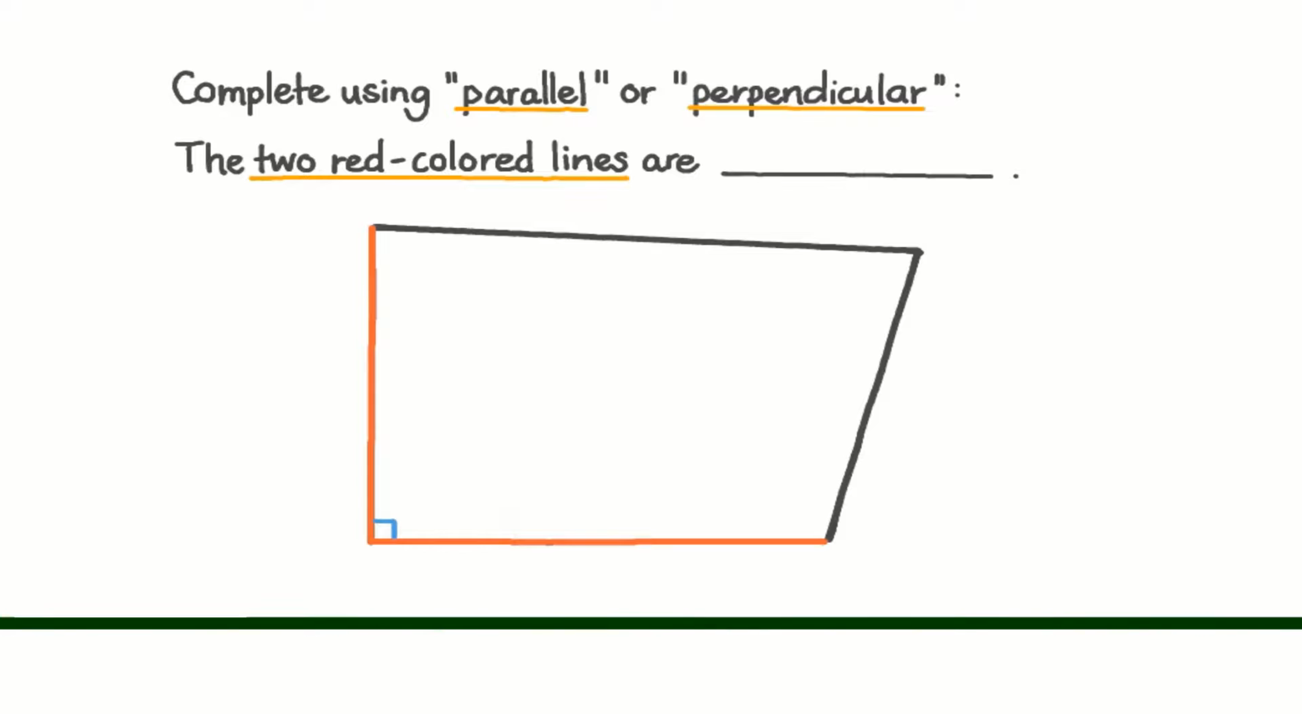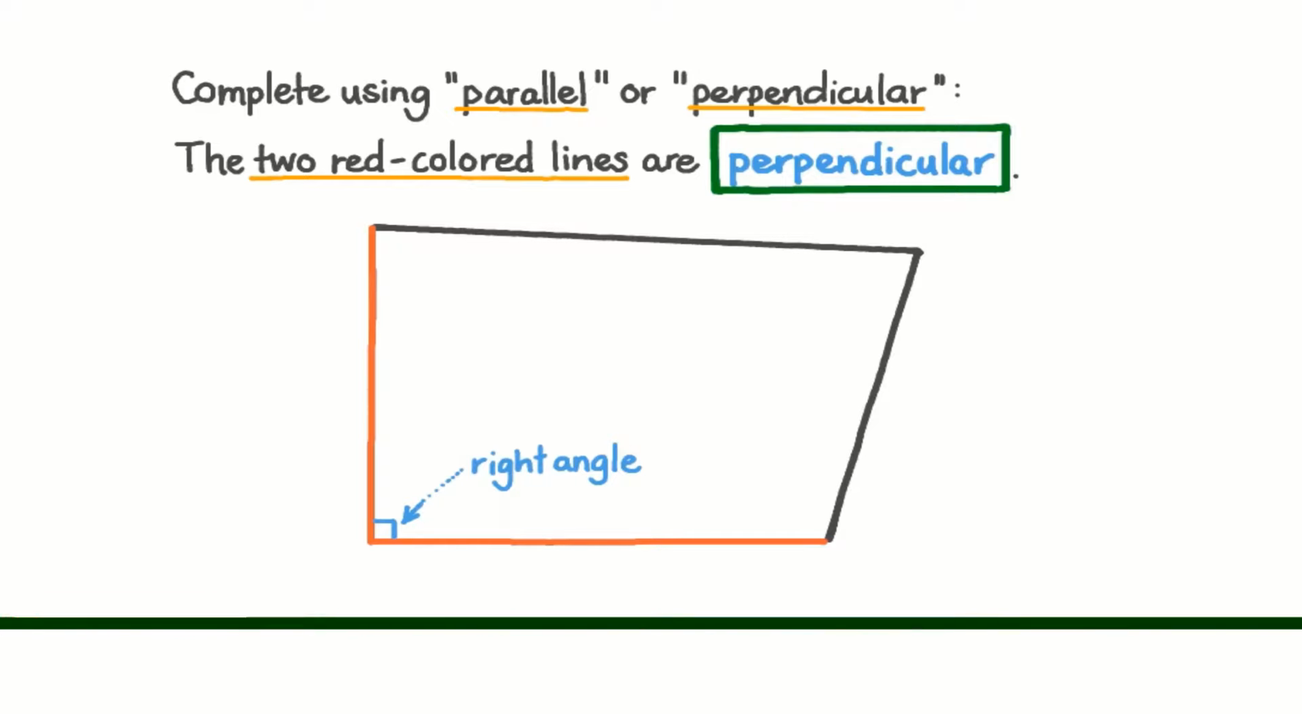Just like two railway tracks, parallel lines never touch. But we can see that these two lines do touch. In fact, where they meet, a little symbol's been drawn. Do you remember what this symbol means? It's the symbol we use to show a square corner or a right angle. And we know that the word we use to describe a pair of lines that meet at a right angle is perpendicular. These two sides of the shape meet at a right angle, and so we can say the two red-coloured lines are perpendicular.